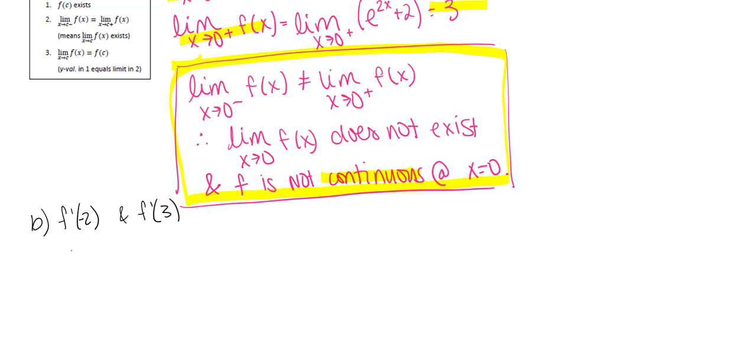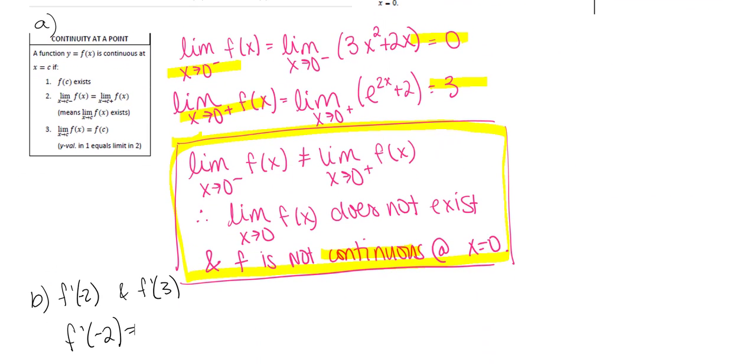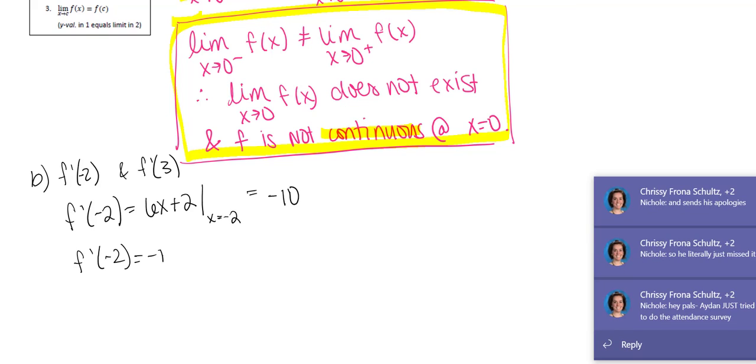Now it does ask me to find that f prime. So I'm going to say right here, f prime of -2 equals, and I need to use that side of my equation. Because it asks for the derivative, I'm going to take the derivative of 3x squared plus 2x. When I take the derivative, I should get 6x plus 2. And remember, I'm evaluating at x equals -2. So I'm going to say that line evaluating at x equals -2. And when I do that, 6 times -2 is -12, plus 2 is -10. So f prime of -2 equals -10.